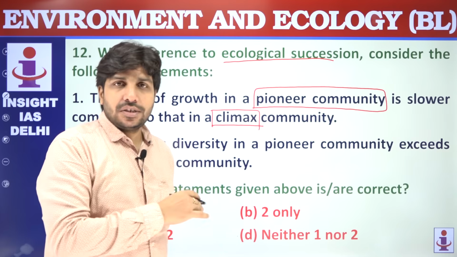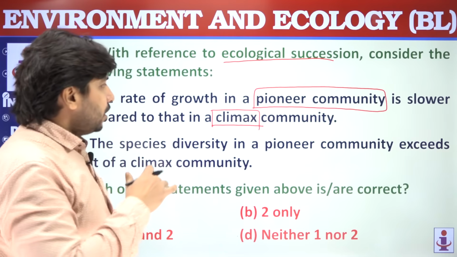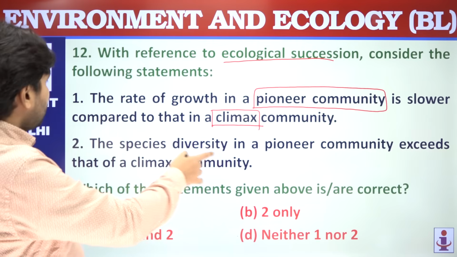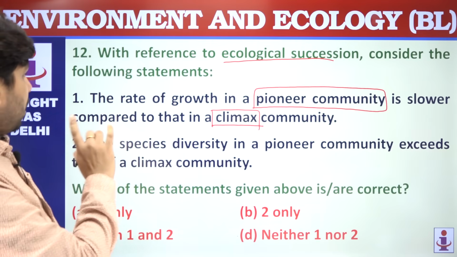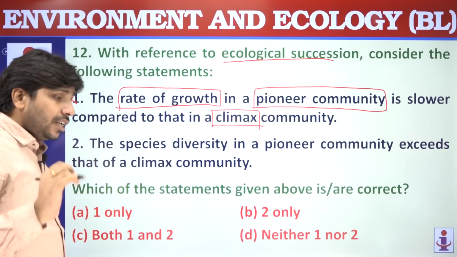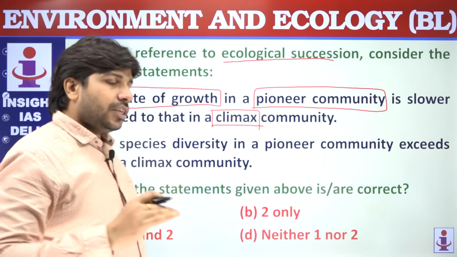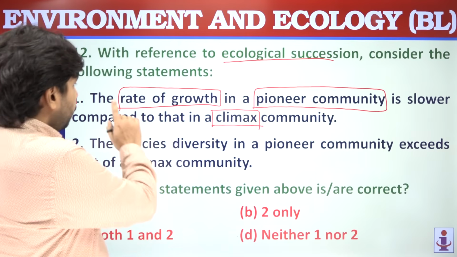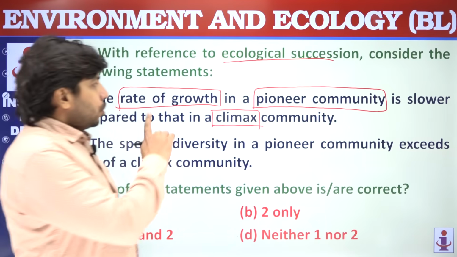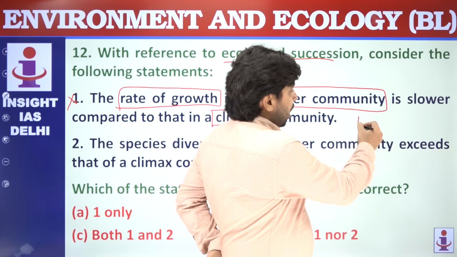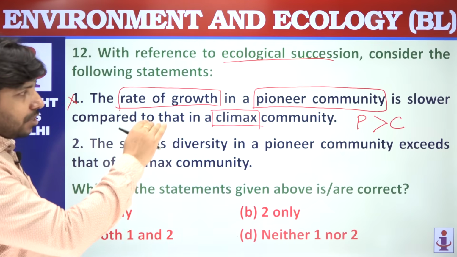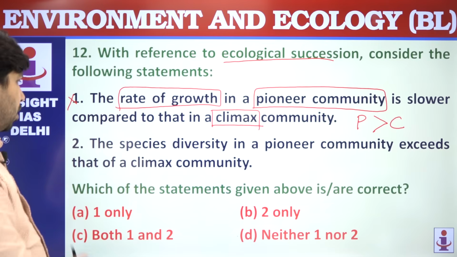अभी हमने जो example देखा, lichens, in that example lichens will be pioneer community and the more complex plants will form the part of climax community. So the rate of growth in pioneer community is slower compared to that in climax community. No, it is talking about rate of growth. Read each and every statement very carefully. Read each and every term in a statement very carefully. First statement is about rate of growth among pioneer community and climax community. जब rate of growth की बात होगी तो pioneer community का rate of growth will always be greater than climax community.